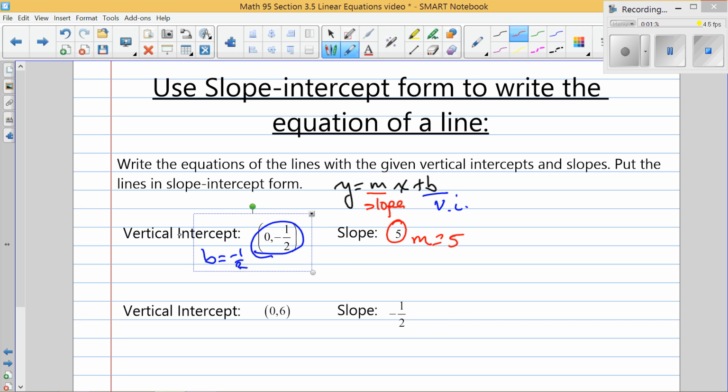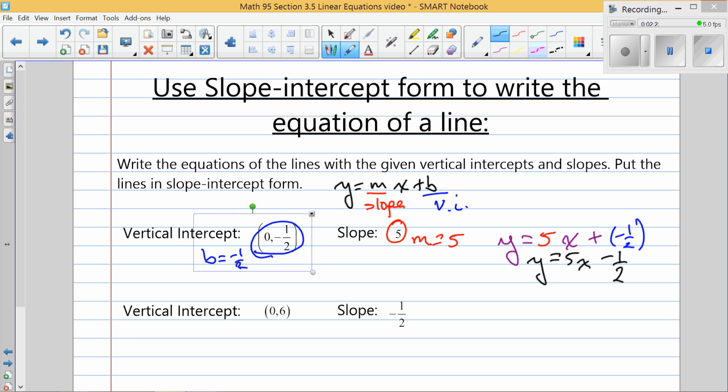If I'm going to write the equation of this line in slope-intercept form, it's really just plugging pieces into the equation. We keep our y equals, we have our 5x plus our negative 1/2. Now, this doesn't look very simplified. If I were to write this equation as a final answer, I would not have a plus and negative. I would really write this as y equals 5x minus 1/2. And that's our slope-intercept form of this line.